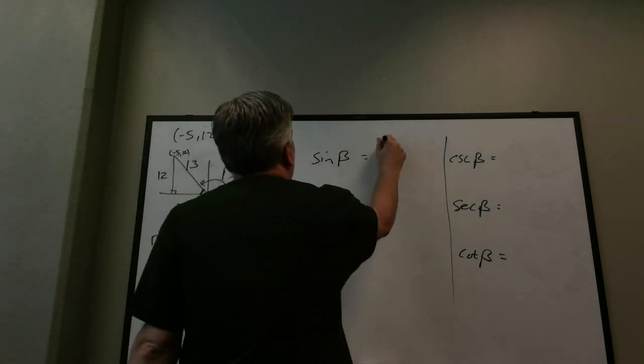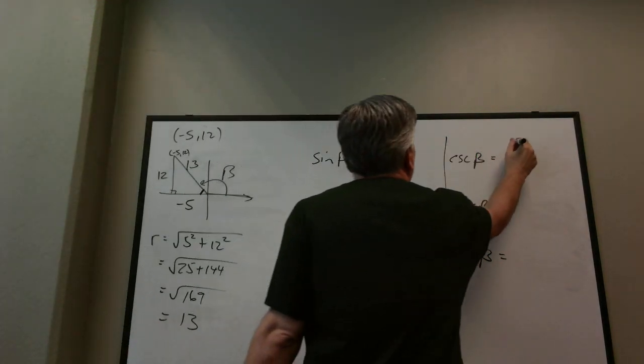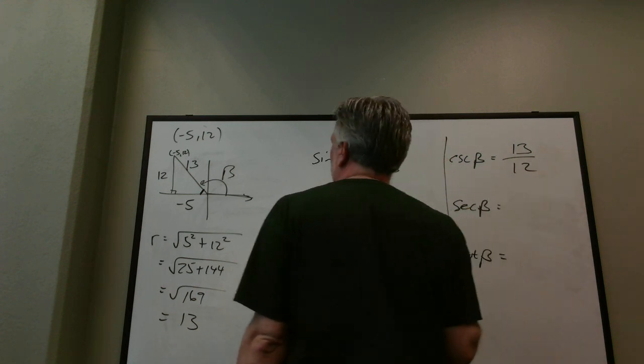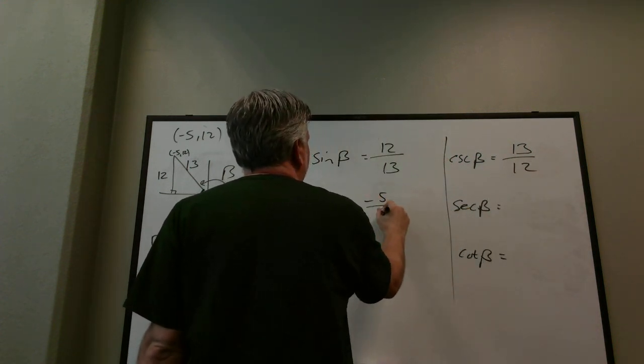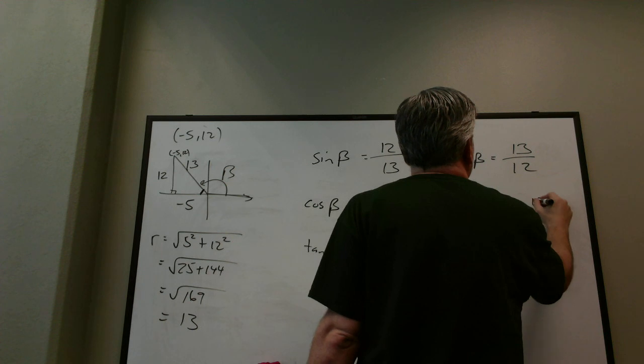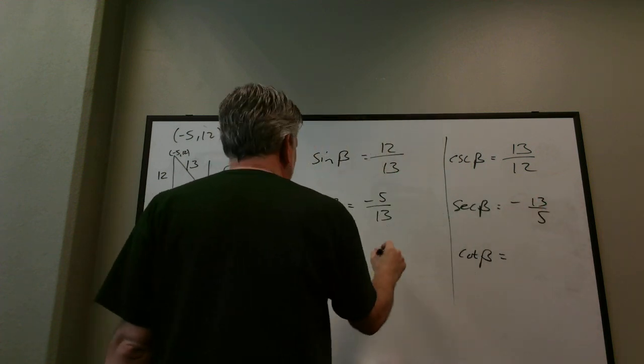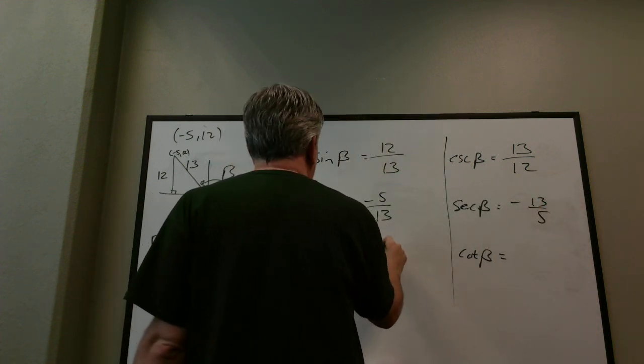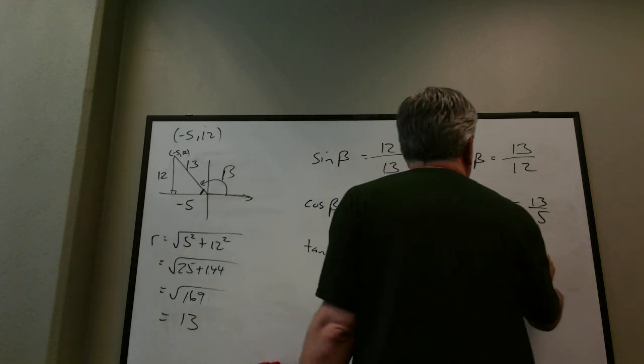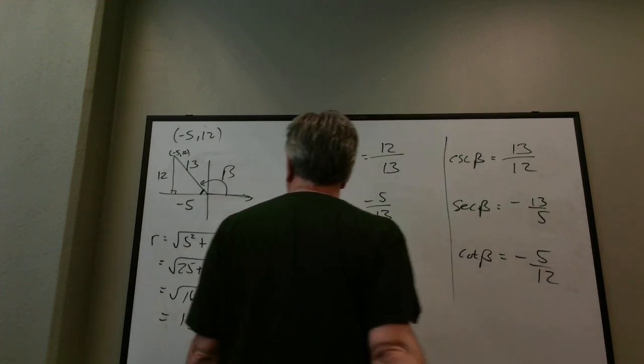Okay, so it looks like sine is 12/13, so cosecant is 13/12. Cosine is negative 5/13, secant is negative 13/5. Tangent is 12 over negative 5, so that's negative 12/5. And cotangent is minus 5/12.